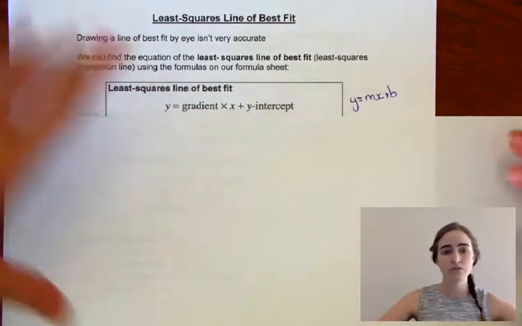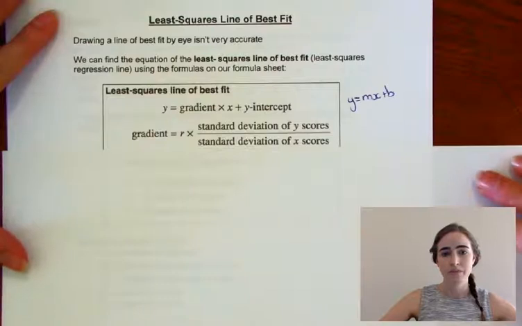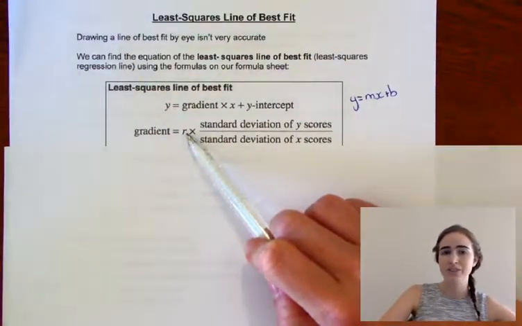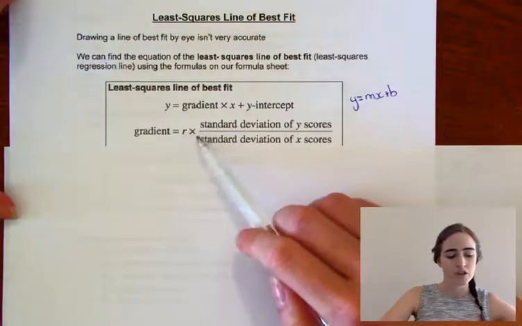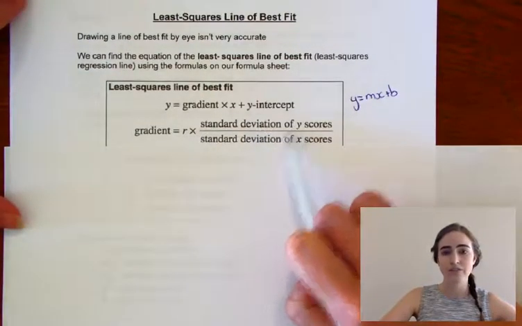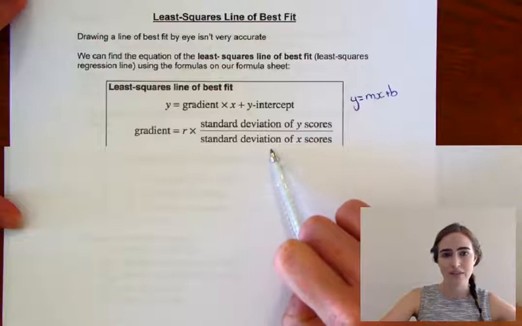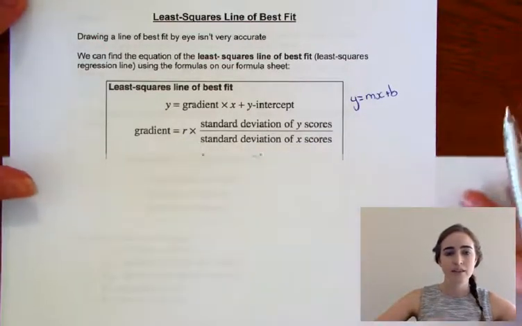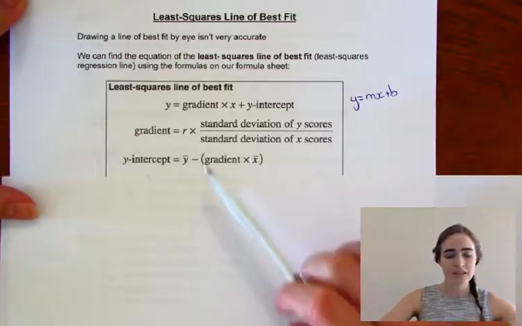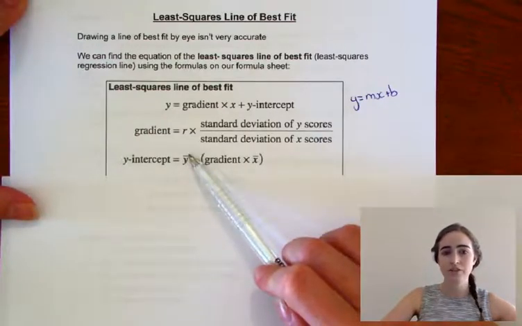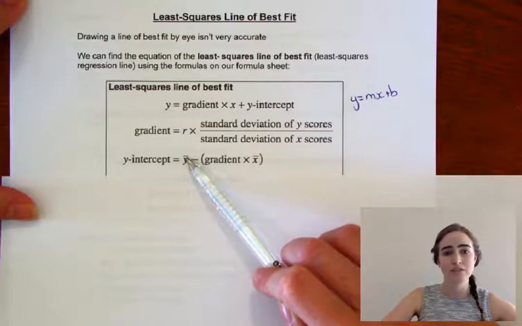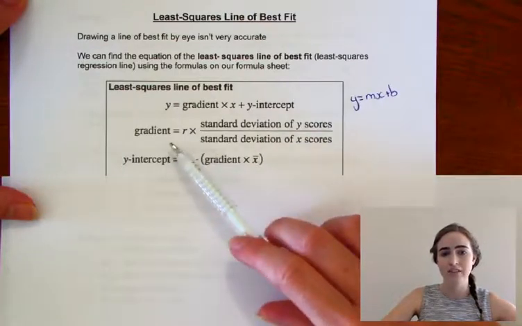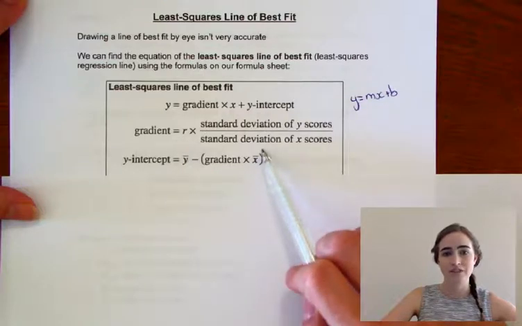So we're given two more formulas as well. The first one says the gradient is equal to r, which you will hopefully remember is the correlation coefficient, times the standard deviation of the y-scores divided by the standard deviation of the x-scores. So we'll have to figure all three of those things out. Then to find the y-intercept, y with the bar across the top of it means the mean of the y-scores, so it's the mean of the y-scores minus the gradient, which we just figured out, times the mean of the x-scores.